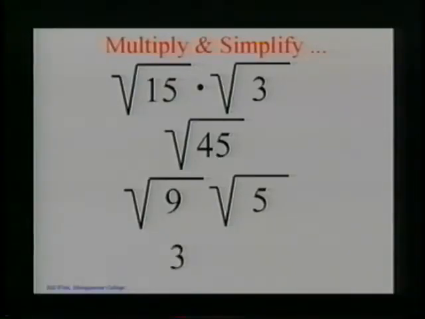Now, once I've broken it up into what I call good and evil, the square root of 9, why is it good? Because I know what it is. It's 3. The square root of 5, why is it bad? Because I can't do anything with it. So don't. And that's the simplification after multiplying. That's your answer. That's all you can do. You've taken out as much exactness as possible.